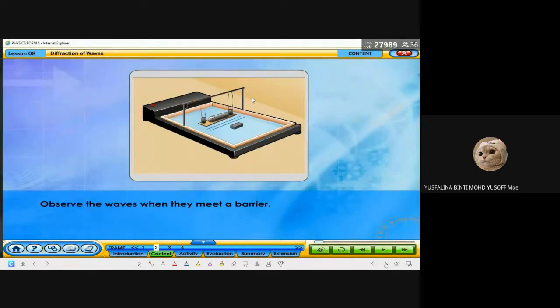So this is what happened when it passed through the small slit and also the bigger slit, right? The next one, observe the wave when they meet a barrier. Just now it passed through the slit, now it passes through the barrier, or the obstacle.